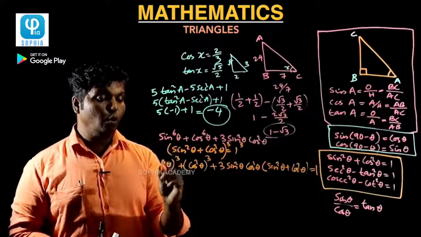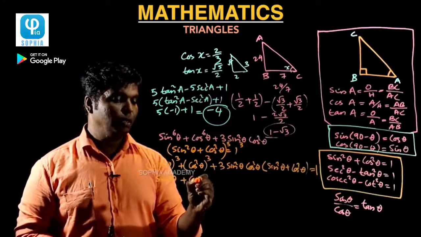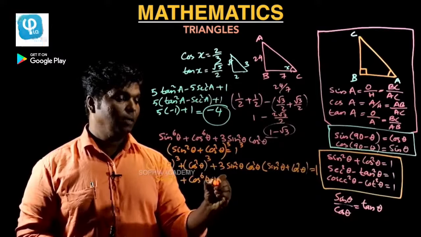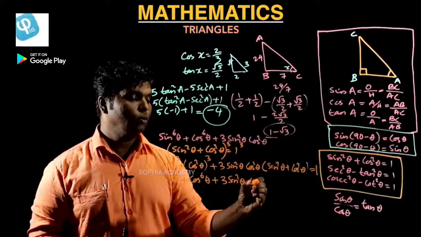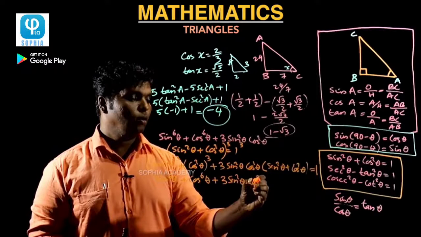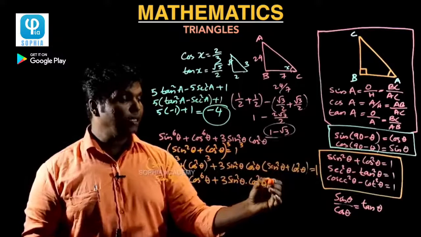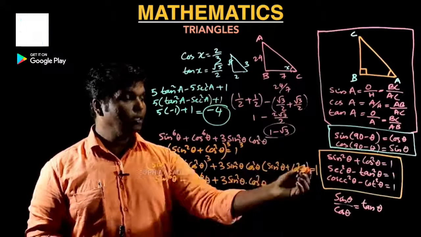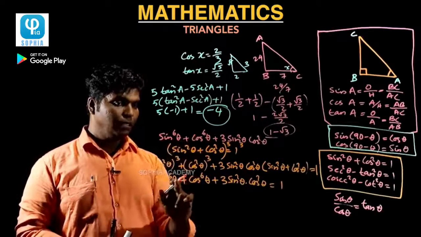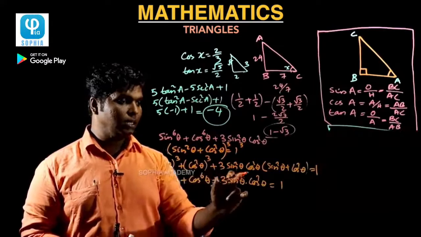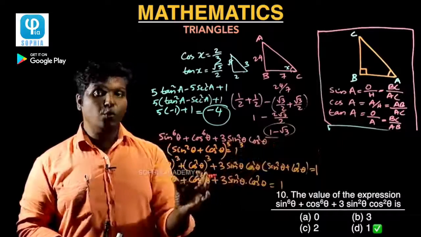Now sine square theta the whole cube is sine raised to 6 theta, plus cos raised to 6 theta, plus 3 sine square theta into cos square theta into sine square theta plus cos square theta, which is 1, right? By the identity it is 1. So we can write into 1, I'm not writing that. So it's equal to 1. Isn't this the question which is asked? Sine raised to 6 theta plus cos raised to 6 theta plus 3 sine square theta cos square theta. That's 1. That's all.